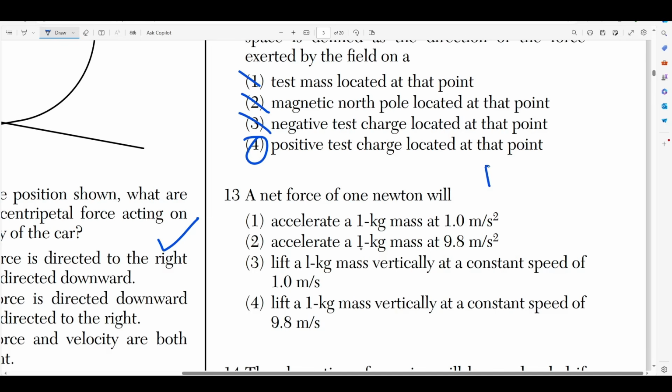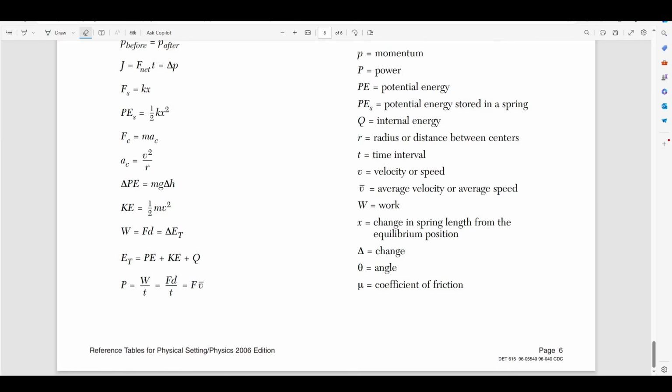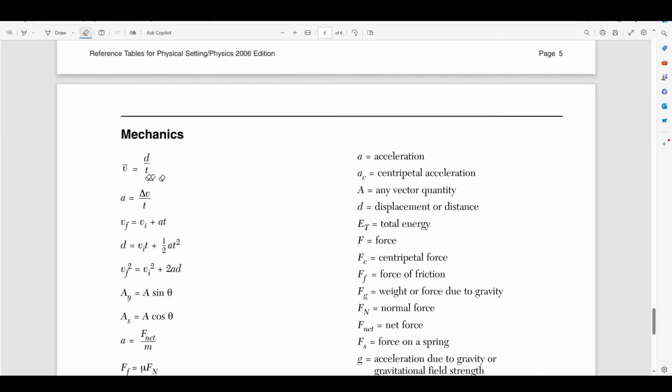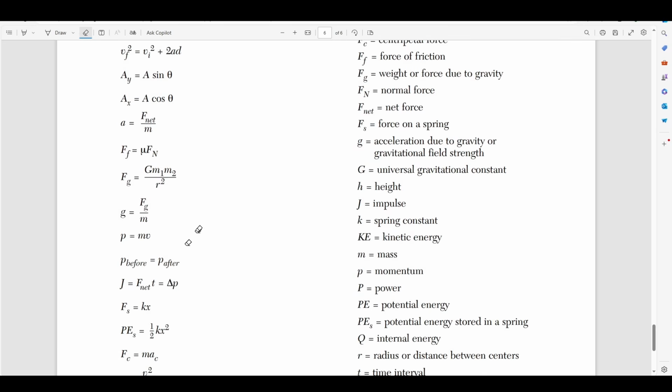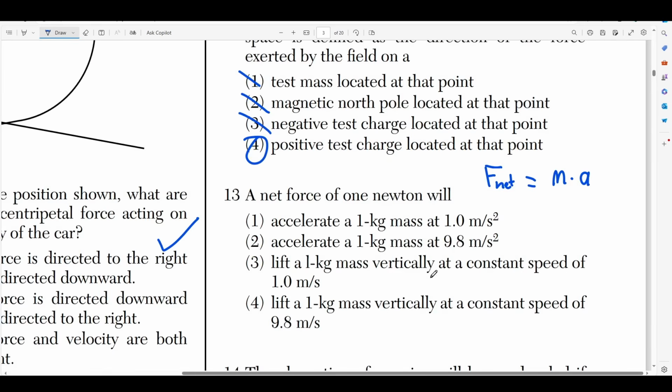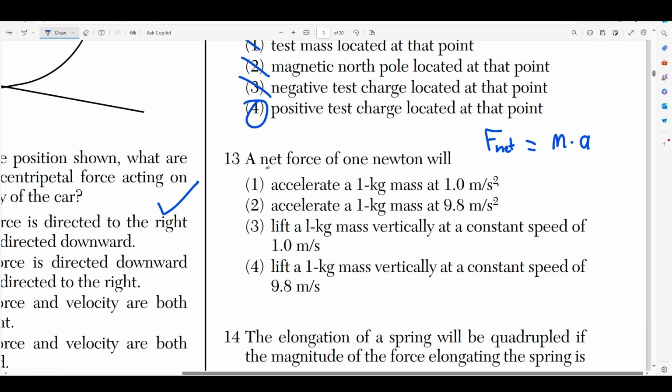Well, F net, or force, is equal to mass times acceleration, right? And if you didn't know that, you can find this on the reference table. Here you have a is equal to F net divided by m, or a times m is equal to F net, right? So here, a net force of 1 Newton. So if our F net is equal to 1, then what? And here our choices give us an m and an a. So which one makes this true?